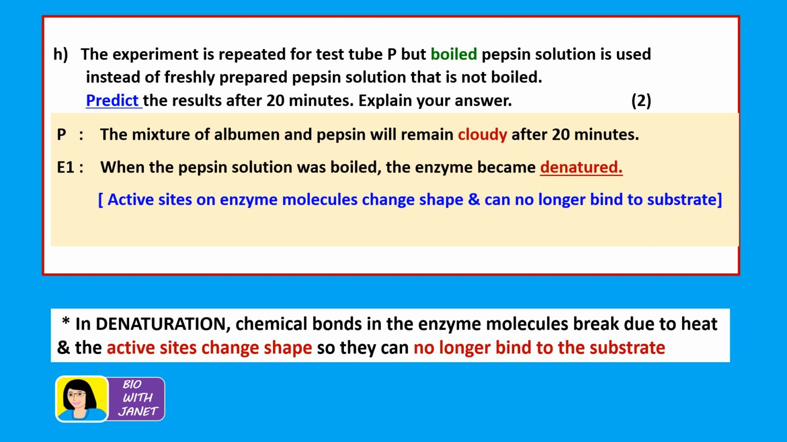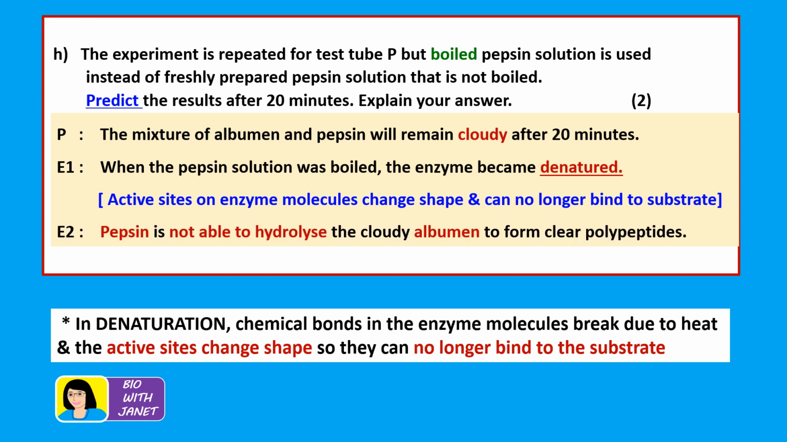So now the shape of the active site is not complementary to the shape of the substrate anymore, right? So there is no binding between the substrate and the active site on the enzyme molecule. So no reaction occurs. So pepsin will then be unable to hydrolyze the cloudy albumin because it's denatured. So it will not form any clear polypeptides. Thus, the mixture of albumin and pepsin will remain cloudy with the albumin still present in the mixture after 20 minutes.